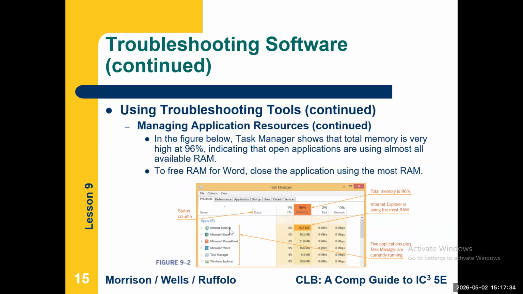An example is this. You could see that we have 6 applications currently running: Internet Explorer, Excel, PowerPoint, Microsoft Word, Task Manager, and Windows Explorer. We opened all of them at the same time. Then we realize that when I'm in Word and I want to save something, it takes time before Word responds. So you wonder, why is it running so slow?